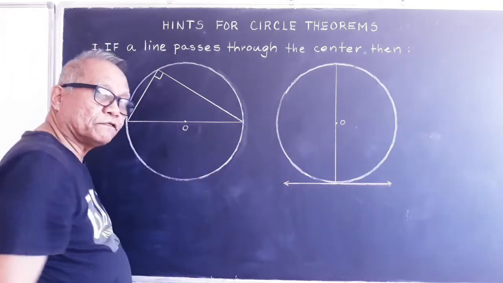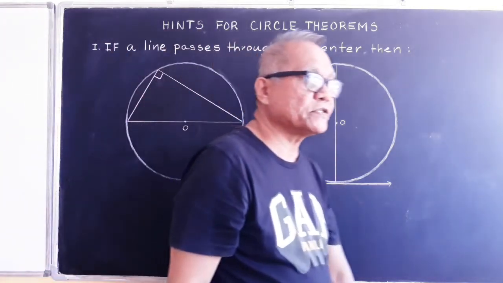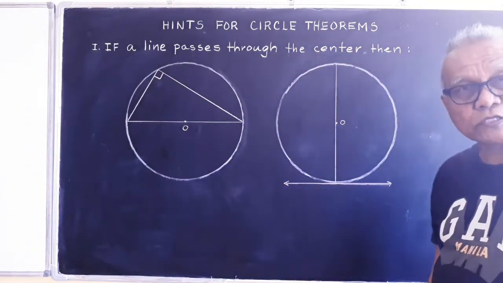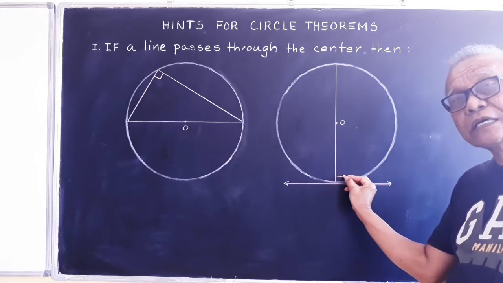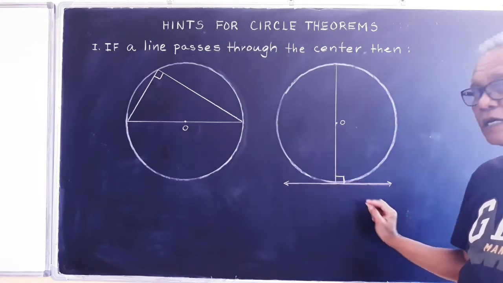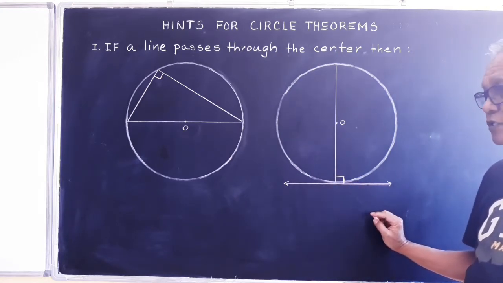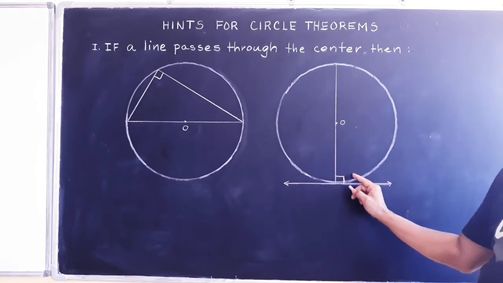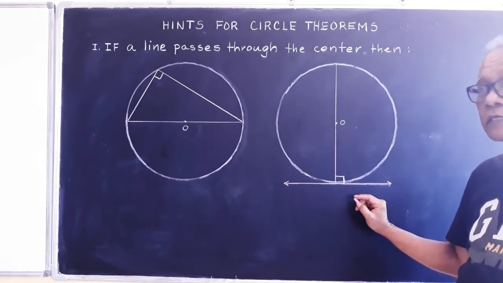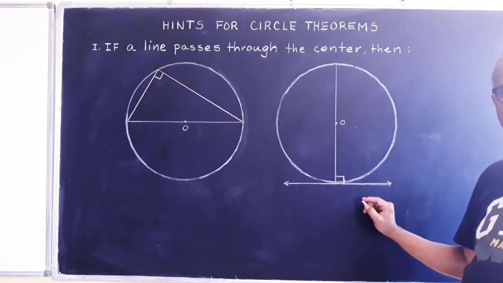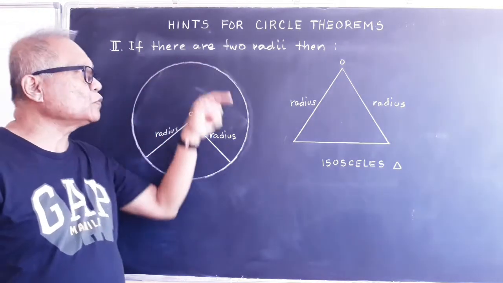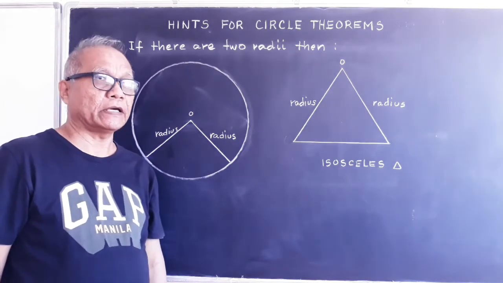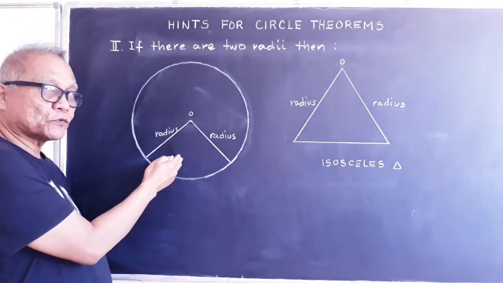Here, class, if we see the diameter of our circle and there is a tangent, then this diameter and the tangent are perpendicular to each other, and of course the measure of this angle is 90 degrees.